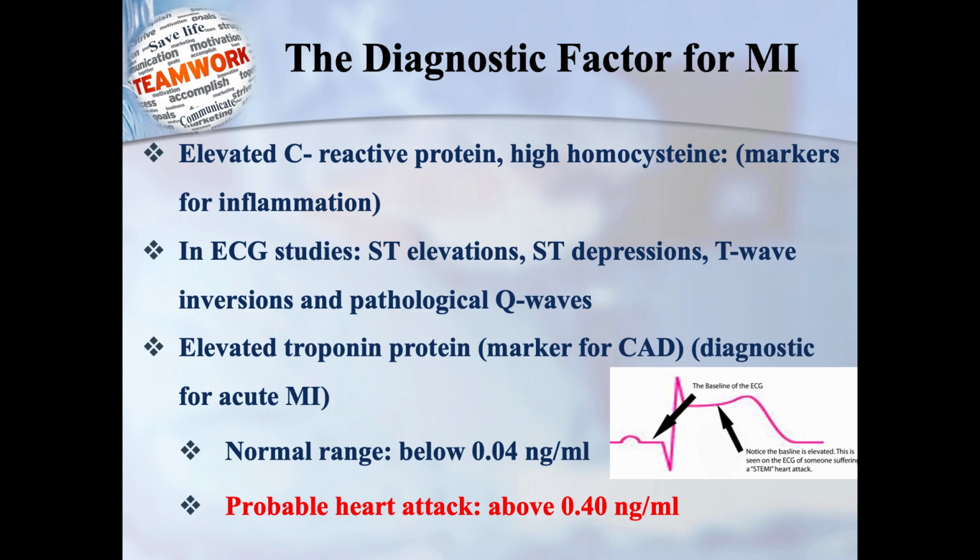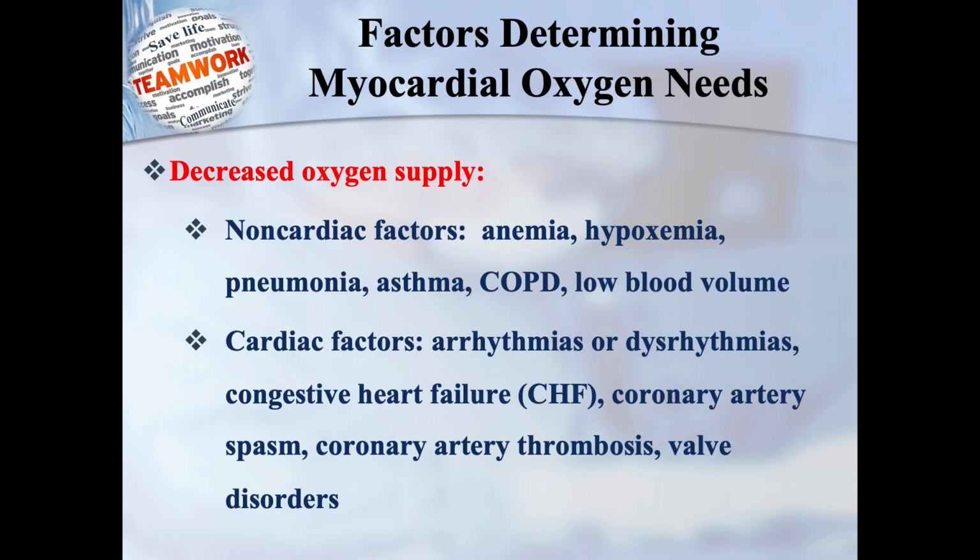Normal range is below 0.04 nanogram per ml. Probable heart attack is when troponin level is above 0.4, or 4/10 of a nanogram per ml, or 10 times the normal level. Also, in EKG studies, ST elevation, ST depression, T-wave inversion, or pathological Q-wave may be used to diagnose myocardial ischemia or an infarction.